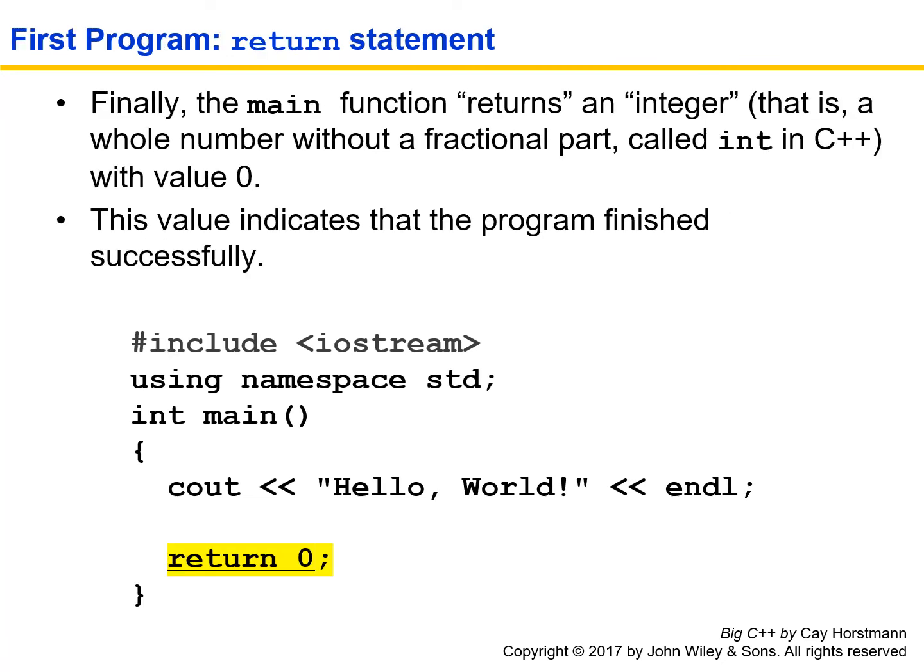Finally, the main function returns an integer, an int. That's why its type is int. And it's going to return the value 0. Again, in the older days, the operating system looked for a return value from a program to know whether that program had exited successfully, in which case the error code would be 0, or whether there had been an error encountered, in which case there would be an actual number returned that meant something to the operating system.